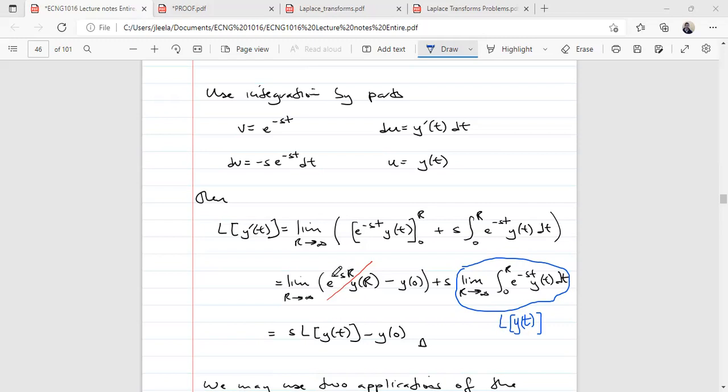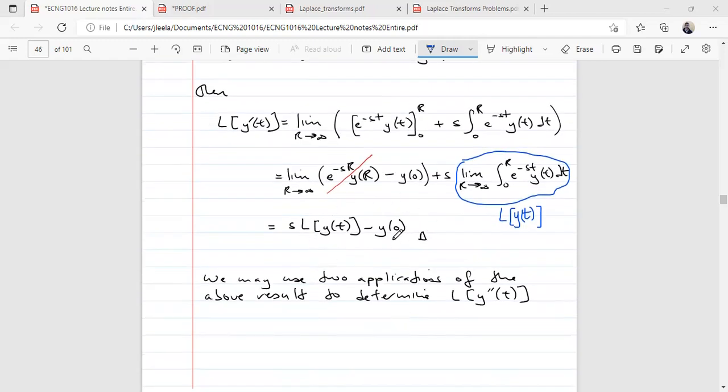Of course, if you have an exponential to a negative power and you're approaching infinity, this will be 1 over the exponential to the positive power approaching infinity. So this entire part drops out. This part will approach 0. So what you have surviving is your minus y naught, and your s of the Laplace of yt. You just rearrange it, and you have s of the Laplace of yt minus y naught.